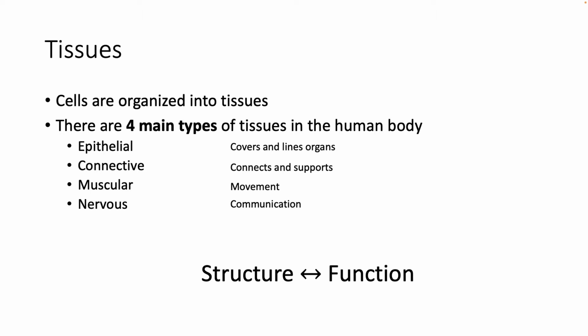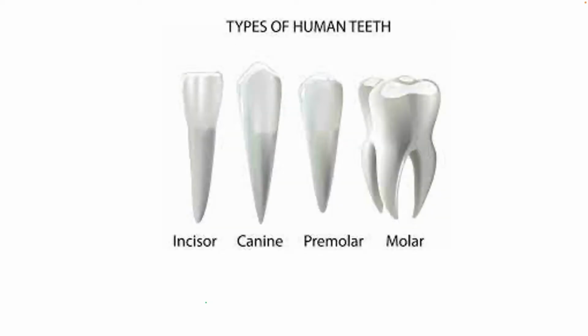Think about your teeth. We all know that when you have an animal that does a lot of meat eating and they're ripping and tearing at their food, they're going to have large canines. And this is because canines are pretty pointy and they work very well for biting into something and ripping into something. So the structure is this pointy shape and the function is tearing apart meat.